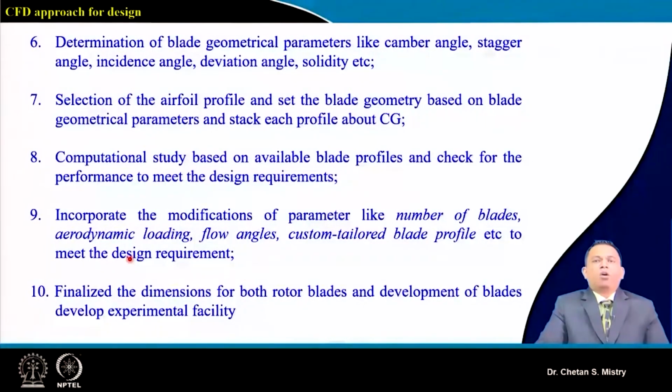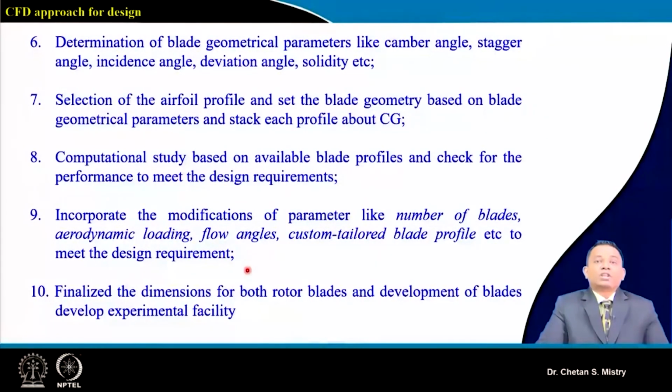Now after doing all this as a mean line calculation, we have calculated our camber angle and stagger angle, we have assumed our incidence angle, and we have corrected our deviation angle, number of blades, solidity, chord, all those parameters come into the picture.